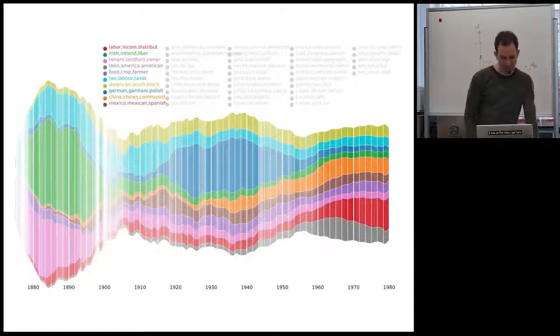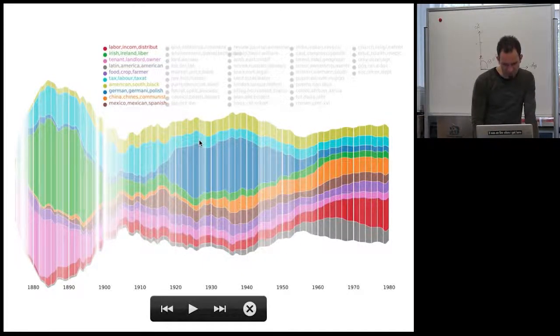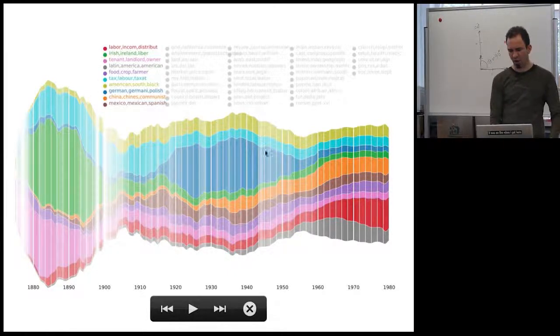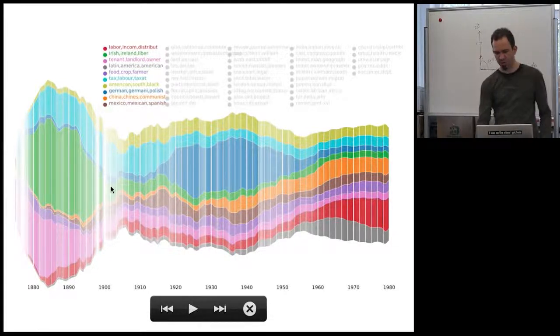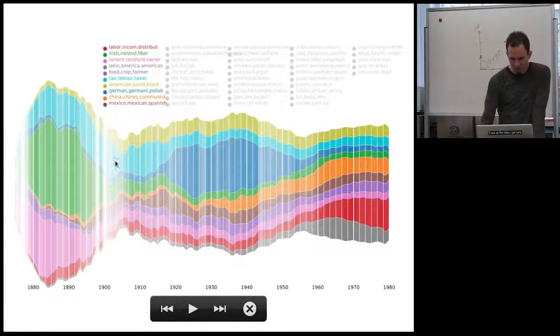So then you can do stuff like this. This was done from news articles, because it goes back to 1880. I'm sorry, I don't know what the original data set is. But each topic is a color, and up here you can see the top words for that topic. You can look at this picture and kind of tell stories. Like, in the 20s through the 40s, German, Germanic, and Polish was a big thing, and it appeared in a lot of stories. American, South, and Black has been kind of constant. Latin American has really increased since the 1960s.